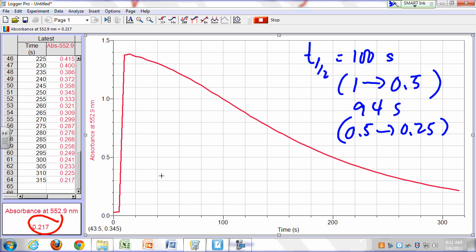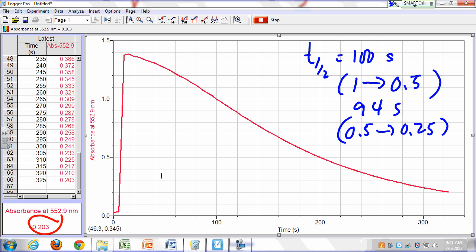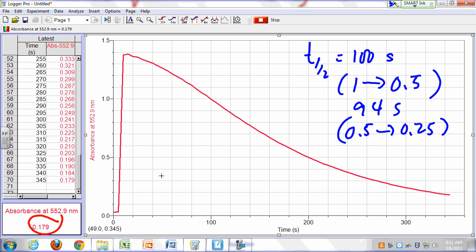If it was zero order, what's going to happen to the half-life? It's going to get shorter, right? The second half-life, if it's zero order, would be half as long. Is that half as long? No. If it's second order, what happens? After the first half-life, the second half-life is going to be twice as long. Is it twice as long? No. So what's the order of this reaction then? It's first order. 94 is more or less the same.